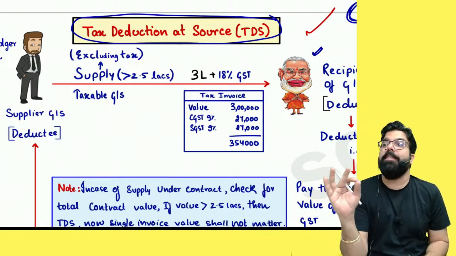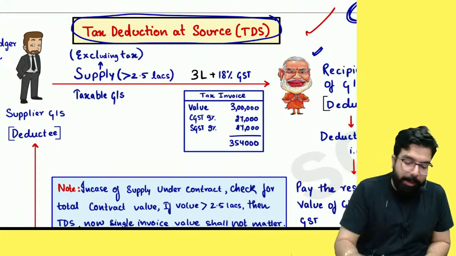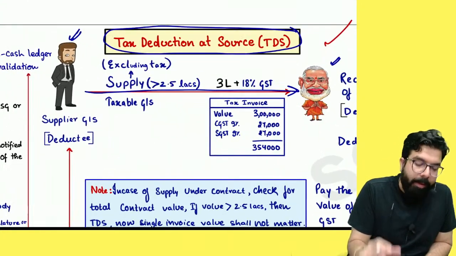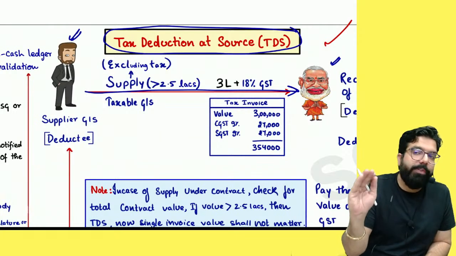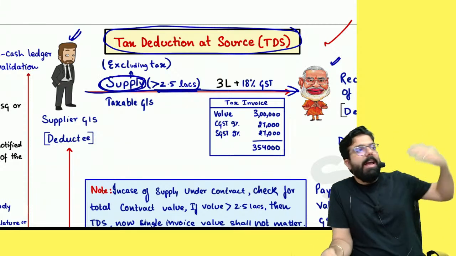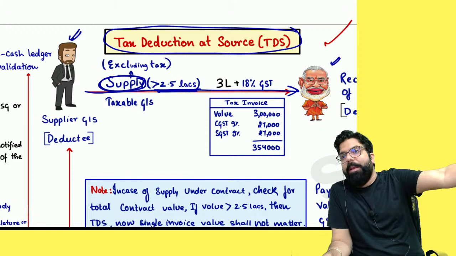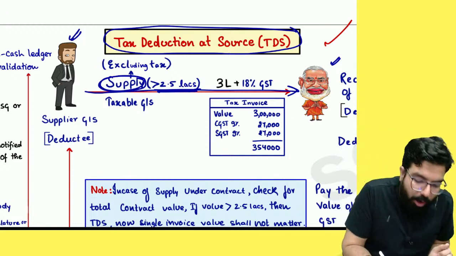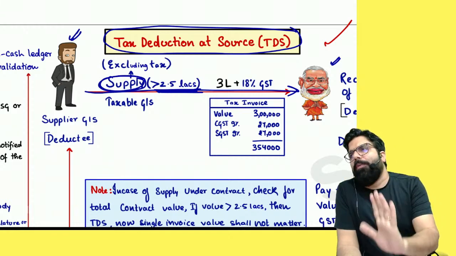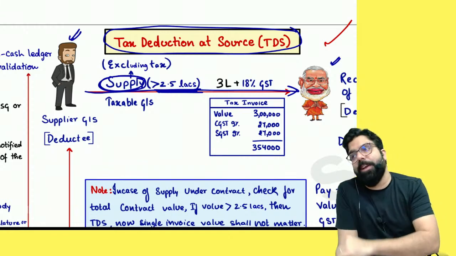Okay, everyone, TDS is applicable on whom? Government department. Now, this is a supplier over here. The supplier went ahead and supplied to the government department. Remember, on which amount of supply is TDS applicable? Whenever the supply value is more than 2.5 lakhs. So, if I am a supplier supplying to the government department, the value of my supply is more than 2.5 lakhs.